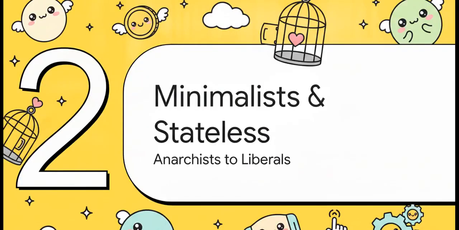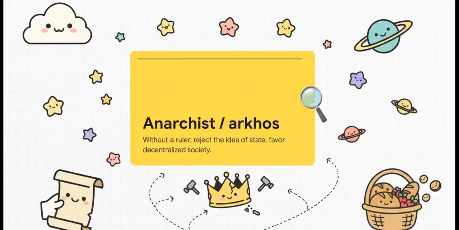Which brings us to part two, minimalists and the stateless. Let's start at absolute zero. The word anarchist literally means without a ruler. Thinkers like William Godwin and Peter Kropotkin looked at the state and saw fundamentally unnecessary coercive force. To them, liberty exists completely outside the domain of the state. They opposed capitalism and economic exploitation and instead championed free will, decentralization, and free associations. For anarchists, any form of centralized government is an obstacle to true social equality.